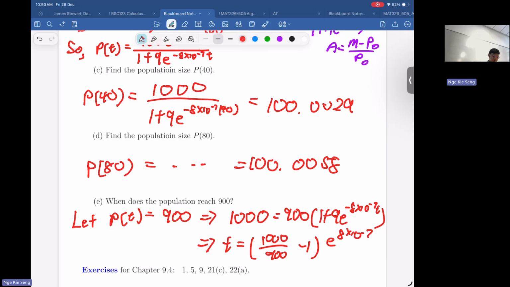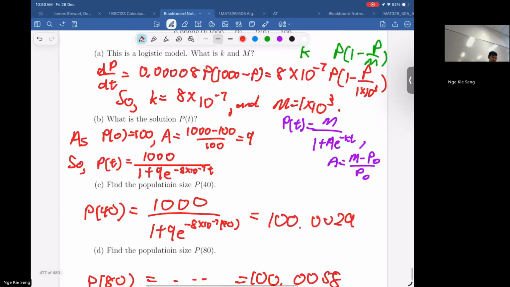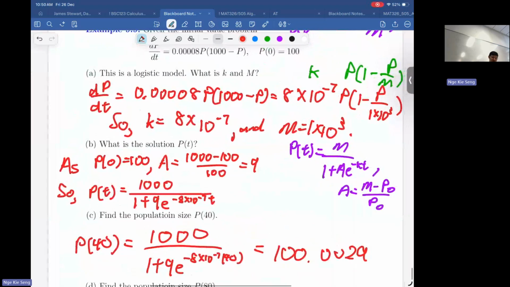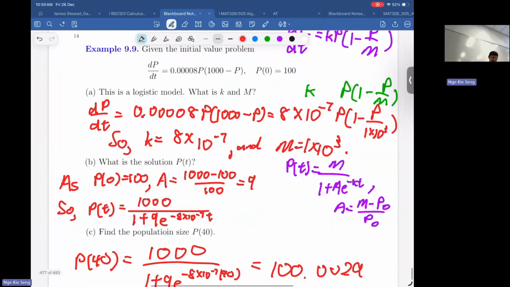Can anyone compute what this number is? I think last time I computed 0.0123, which seems like it doesn't make sense. P40, P80, correct? Anyone computed P40 and P80? Which one? pt. Is it 7 or 8? 1, 2, 3, 4, 5, 6, 7, 8. Oh yeah, I think it's 8. Okay, thank you. So this should be 8.